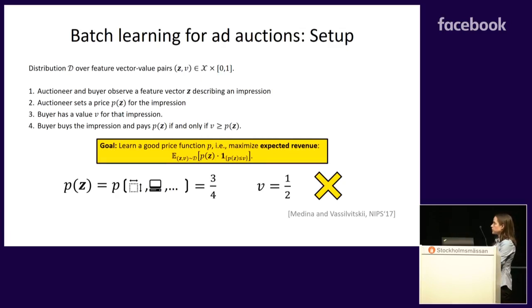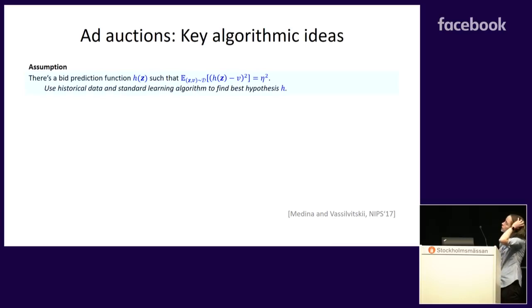Expected revenue over this distribution. The assumption that Medina and Vassilvitskii make is a pretty nice one. It's pretty reasonable. Their assumption is that there exists some bid prediction function. You have access to this function a priori that predicts, given a feature vector Z, what the bid is going to be. And the assumption is that this bid prediction function has good L2 error, basically, in expectation over this distribution. In particular, it equals some eta squared for some eta. And you could presumably use some selection of historical data and some standard learning algorithm to learn such a bid prediction function.